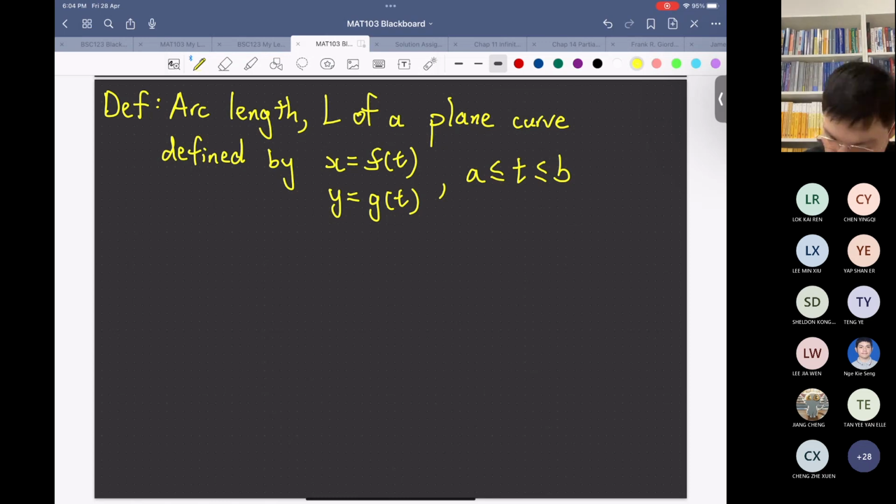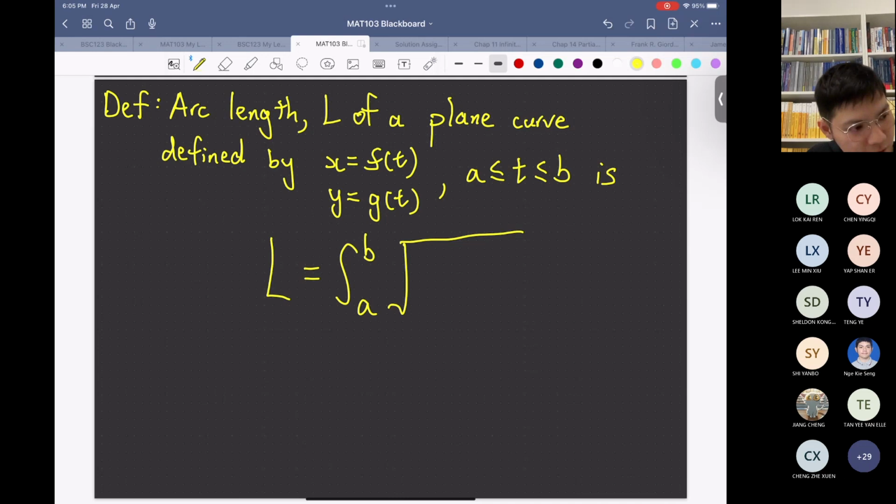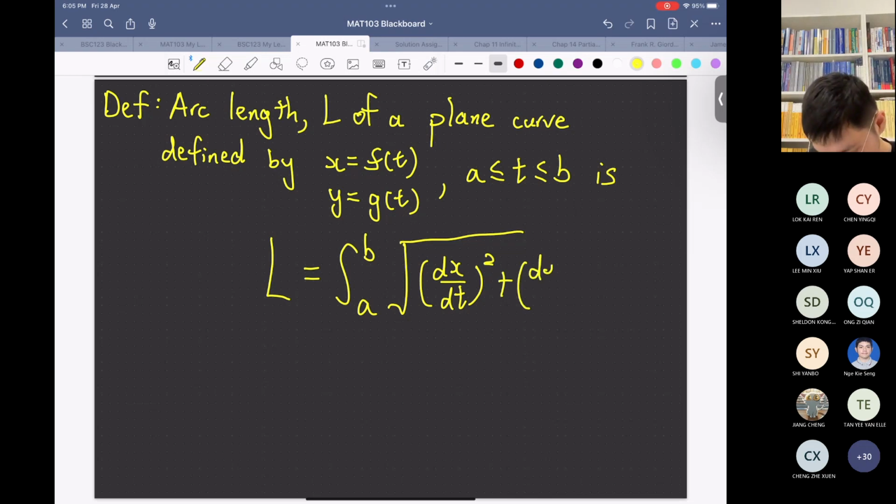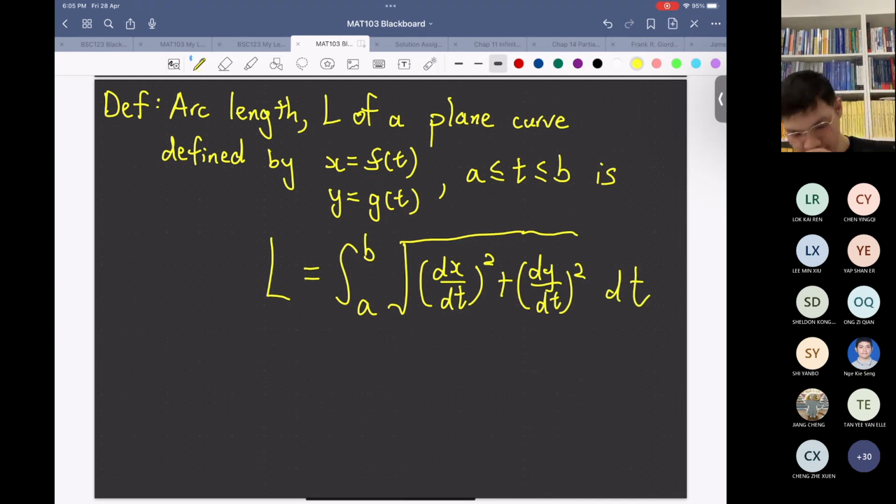Okay, so what's the arc length? It's equal to the integral from a to b of the square root of (dx/dt) squared plus (dy/dt) squared, dt. If this formula doesn't make sense to you, let's draw a picture.